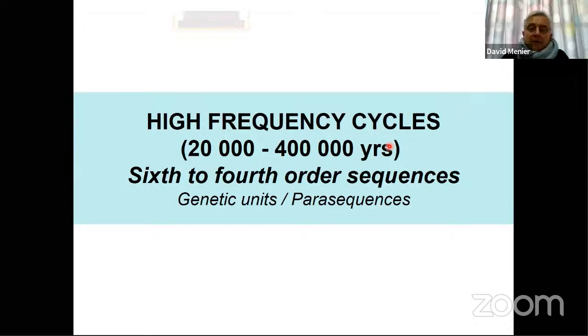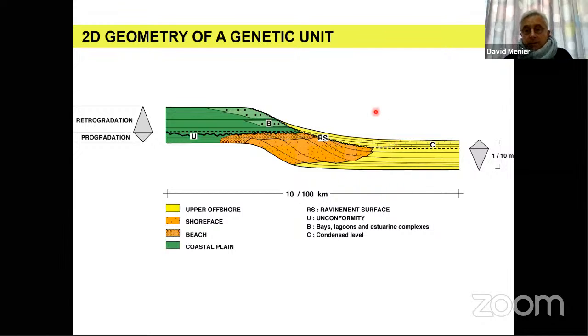Anyway, you can have high frequency cycles, and we also have different order sequences that we can build, genetic units and parasequences. So these are the genetic units that we can observe. Progradations, retrogradations on the left.